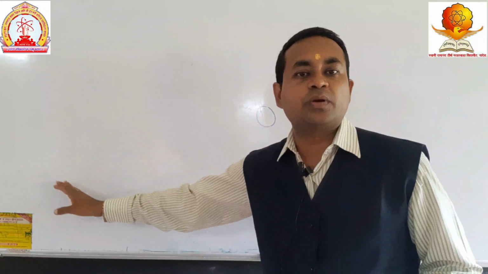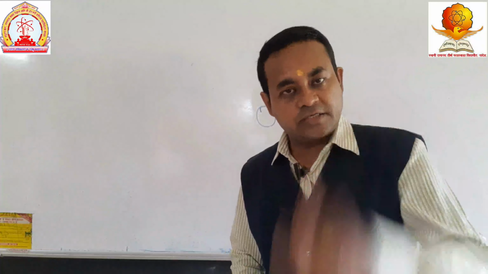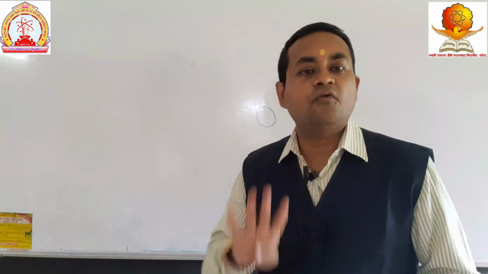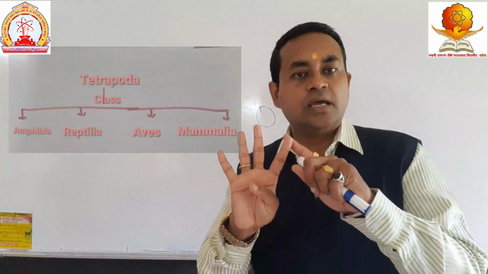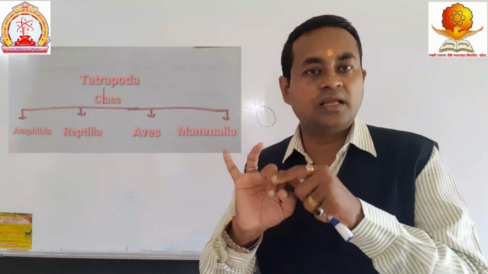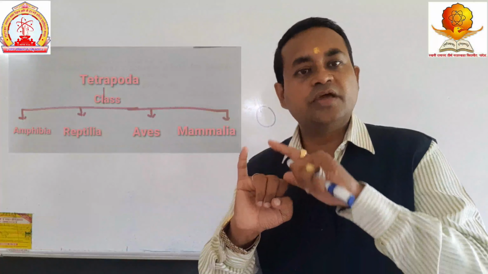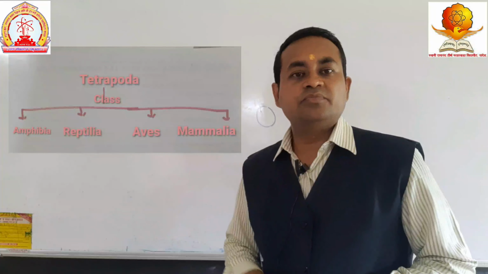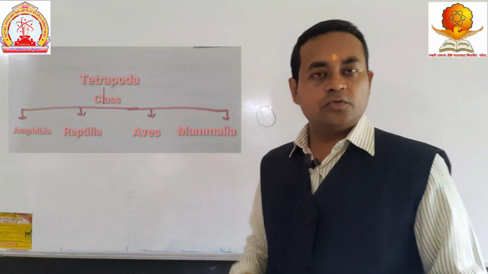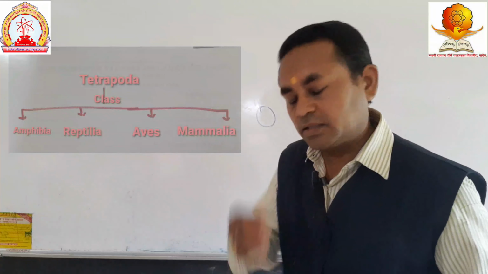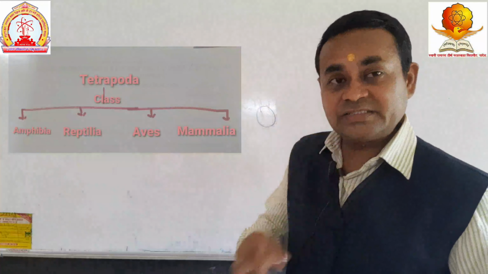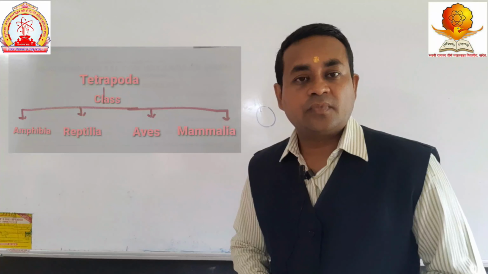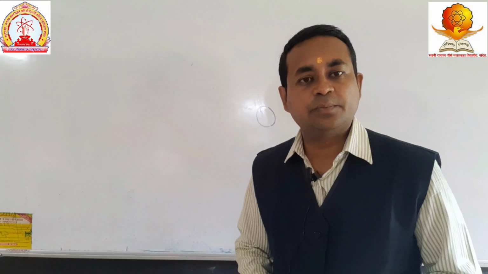Now we will see the superclass Tetrapoda. This Tetrapoda is divided into 4 important classes. First one is Amphibia, then Reptilia, then Aves, and the last one is Mammalia. These are the 4 classes included in the tetrapods. This is the general classification of the animal kingdom. It is very simple.